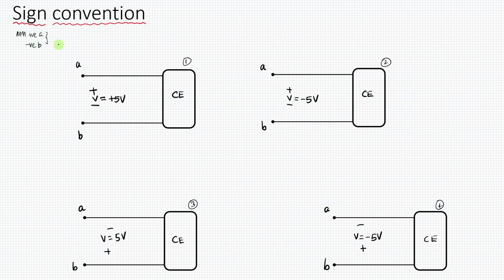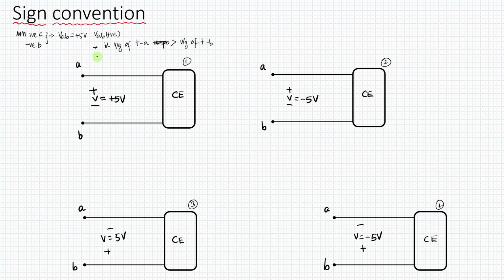That means what voltage am I measuring? I am measuring VAB. And what is the magnitude of VAB I have got from the measurement? It is plus 5 volt, right? That means VAB is positive. And what does that indicate? It indicates that the voltage of terminal A is greater than the voltage of terminal B.